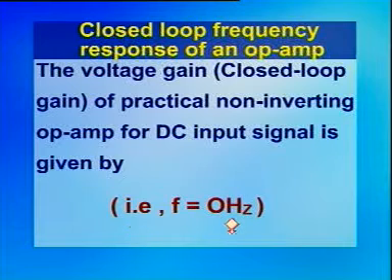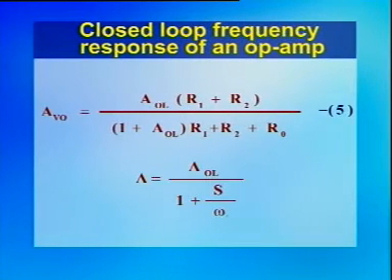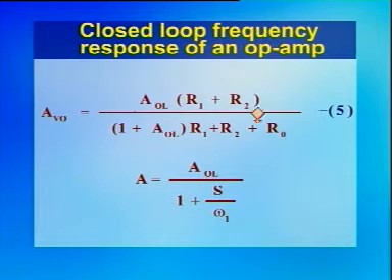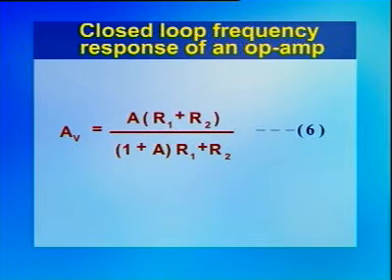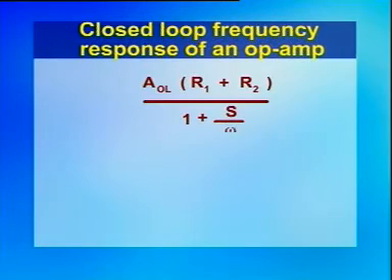The voltage gain of a practical non-inverting op amp for DC input signal, that is at F equal to 0 Hz, is given by AV naught equal to AOL into (R1 plus R2) by (1 plus AOL into (R1 plus R2) plus R0). Neglecting R0 and replacing AOL by A to get the high frequency effect, the closed loop gain becomes AV equal to A into (R1 plus R2) by (1 plus A into (R1 plus R2)), where AV is the closed loop gain of the op amp at high frequencies.